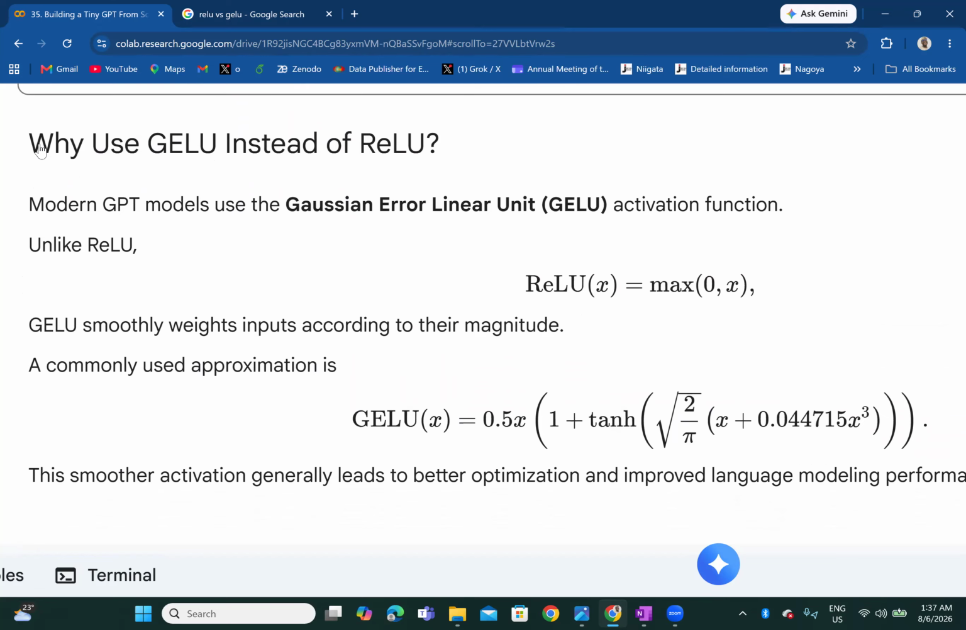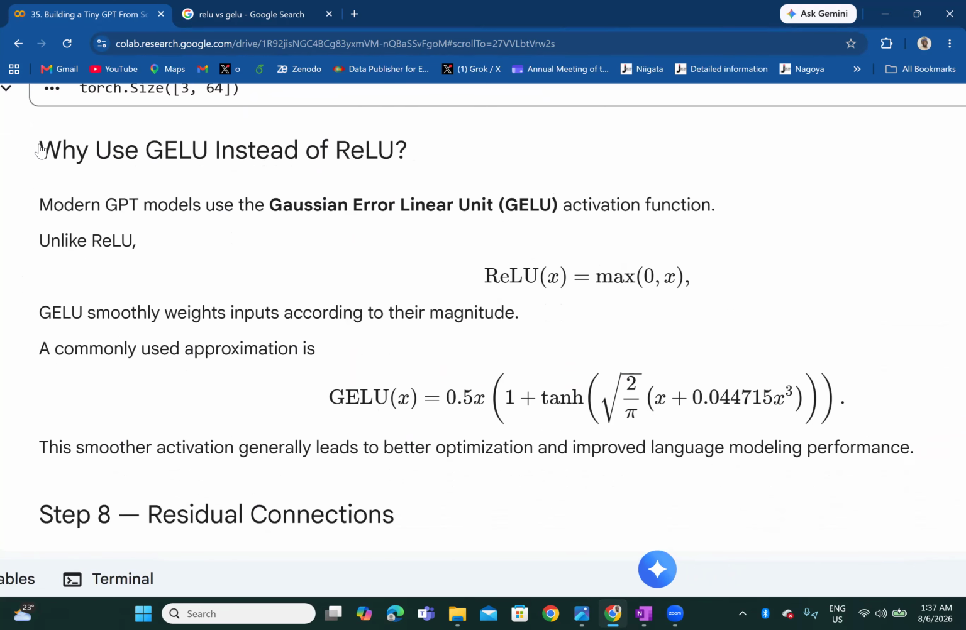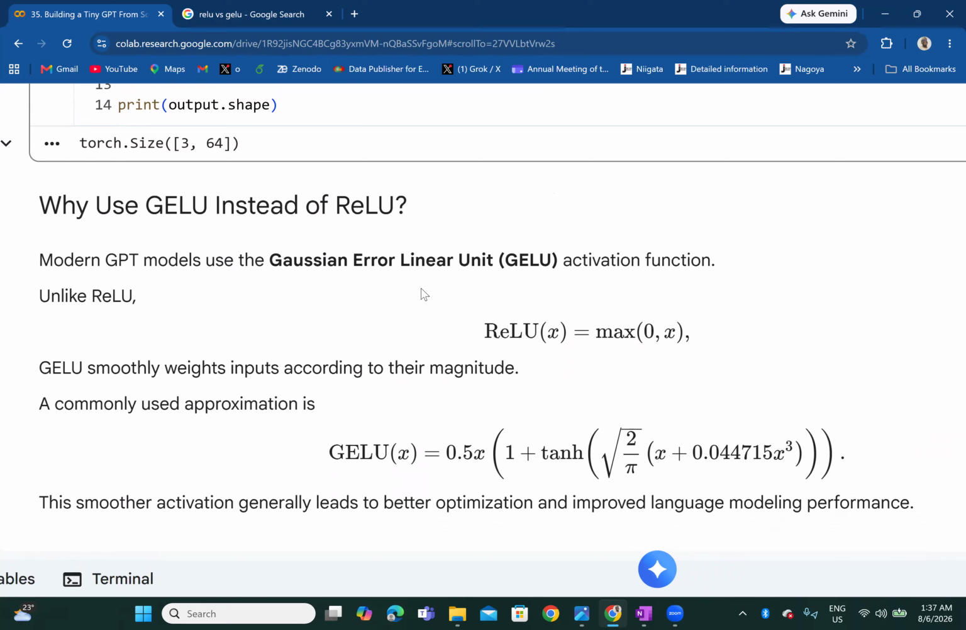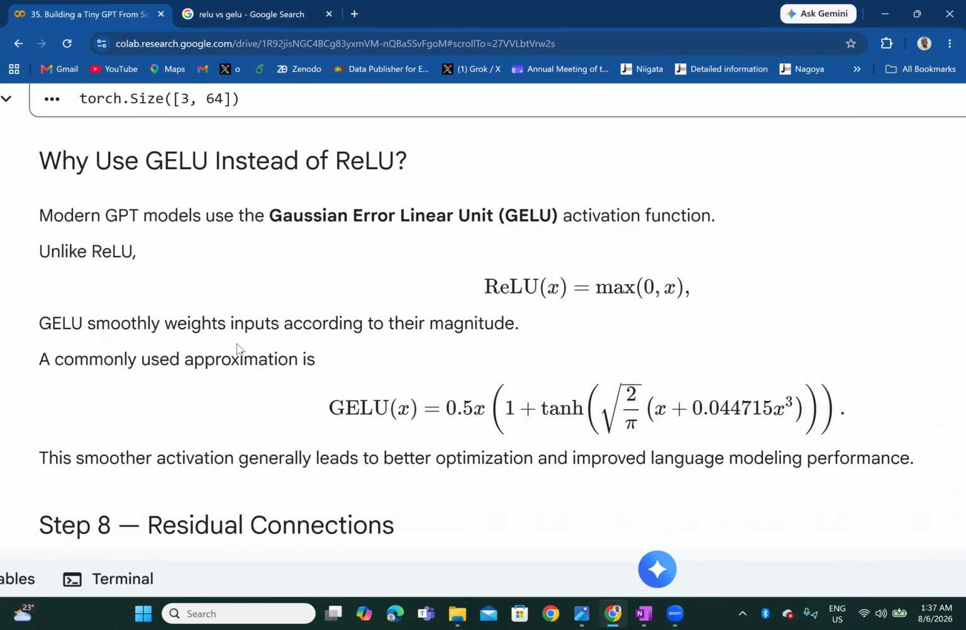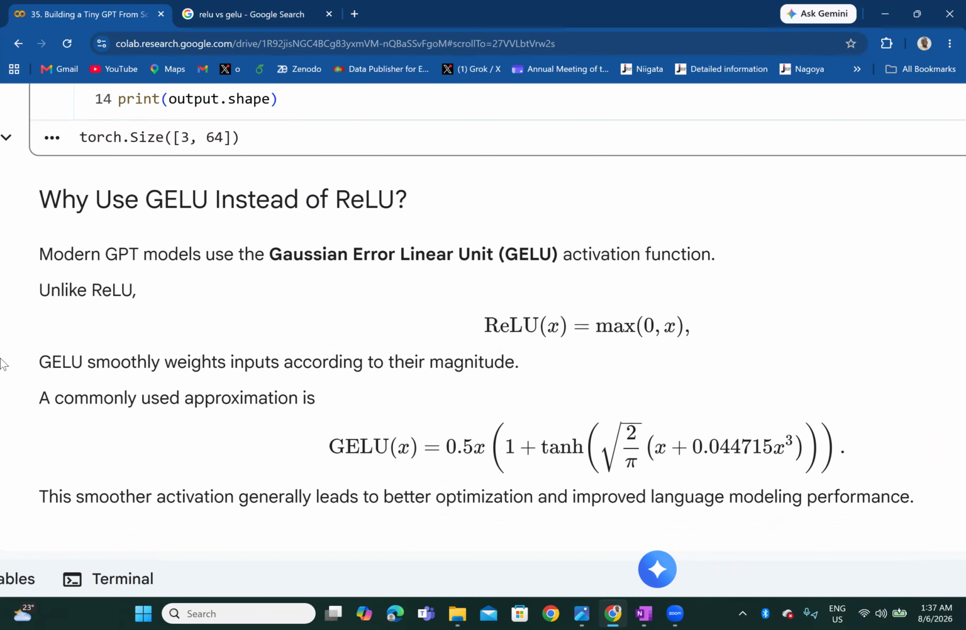I mean, we've been talking about ReLU all this while. Modern GPT models use the Gaussian error linear unit, the GELU activation function. Unlike ReLU, which is the maximum of 0 and x, GELU smoothly weights inputs according to their magnitude. So magnitude is involved here.